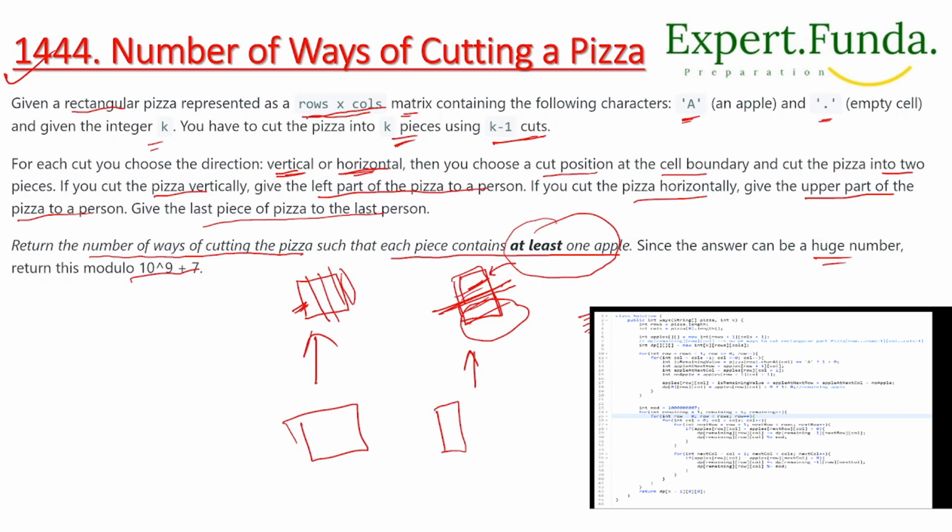Because see, it says in the question, if you cut the pizza vertically, give the left part of the pizza to the person, right? And that's why in the second example, if you cut the two apple like this and there is dot remaining here, you have to give this part, that's why you are getting a single one. And if you cut the pizza horizontally, then you will have to give the upper part, this part. That's why we are taking these things. I think you got it. If not, please let me know in the comment box.